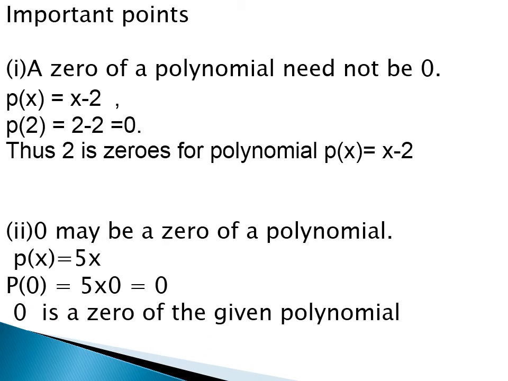Second point: 0 may be a zero of the polynomial. Sometimes 0 itself is the zero. The example is given here, p of x equal to 5x. So p of 0 equal to 0. Then 0 is the zero of the given polynomial. If you compare these two statements, you can understand very well. In the first case we got the zero as the number 2, but in the second case the zero is the number 0. So a zero of the polynomial need not be 0, but sometimes it can be 0 also.